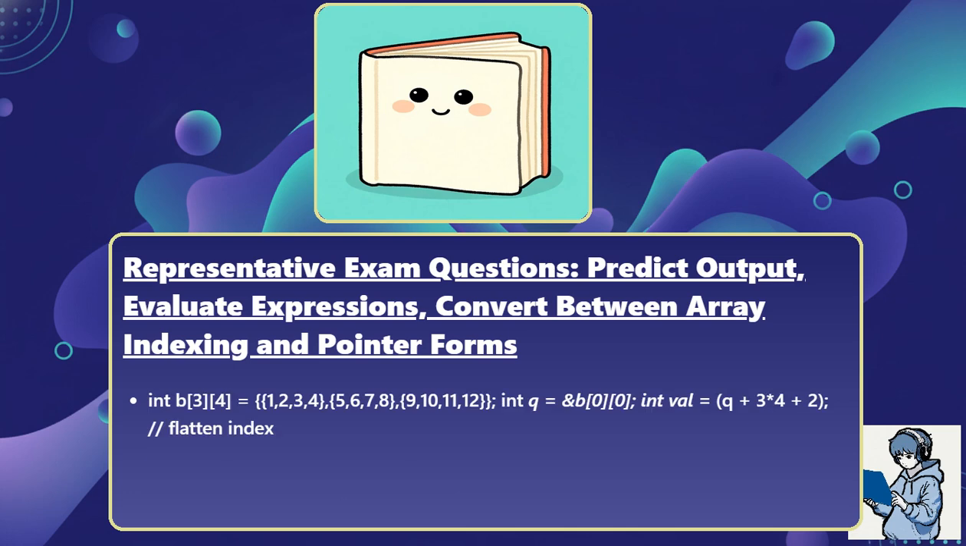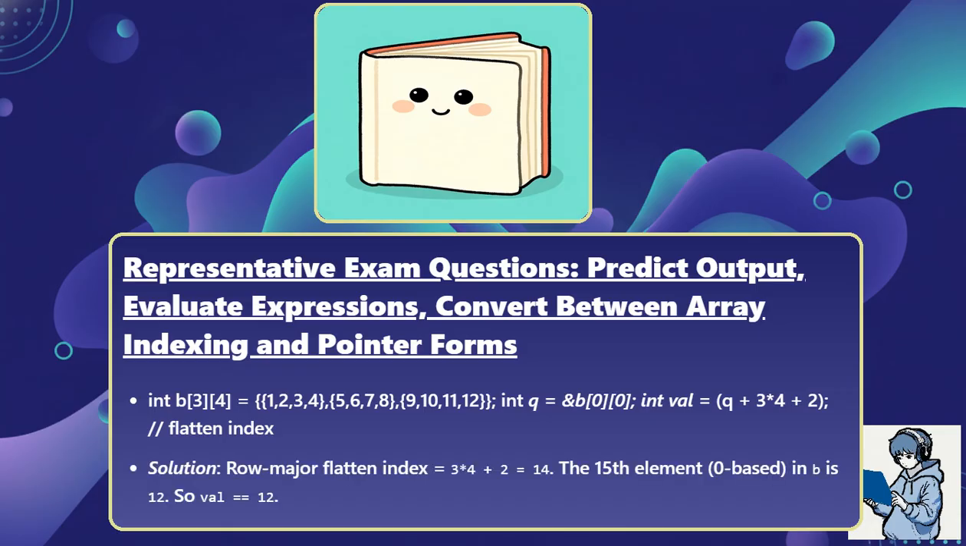2. Evaluate expression. int b[3][4] = {{1, 2, 3, 4}, {5, 6, 7, 8}, {9, 10, 11, 12}}; int *q = &b[0][0]; int val = *(q + 3 * 4 + 2); Solution: row-major flatten index = 3 * 4 + 2 = 14. The 15th element (0-based) in b is 12, so val = 12.